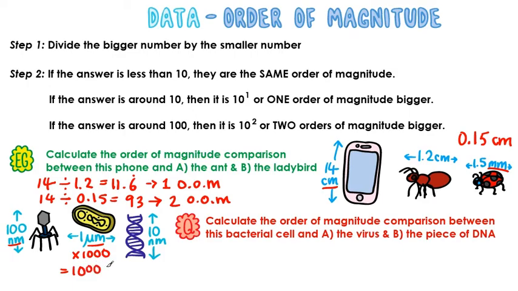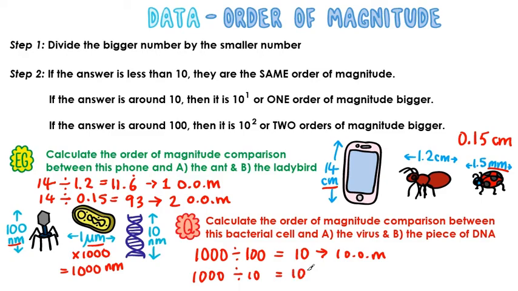Okay, so now we're going to divide the bigger number by the smaller number. So we're going to divide the 1000 by the 100, and that will give us 10. And so our answer is going to be that it's 1 order of magnitude bigger. Okay, B, the piece of DNA. The piece of DNA is 10 nanometers, so we're going to do 1000 divided by 10, and this time it gives us 100, which just like before is going to give us 2 orders of magnitude bigger.